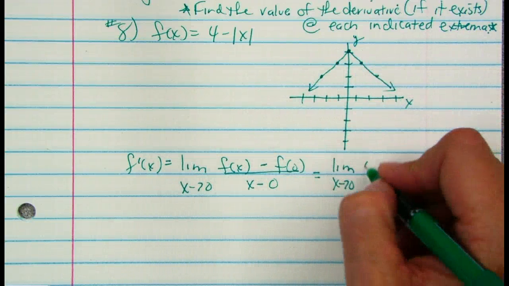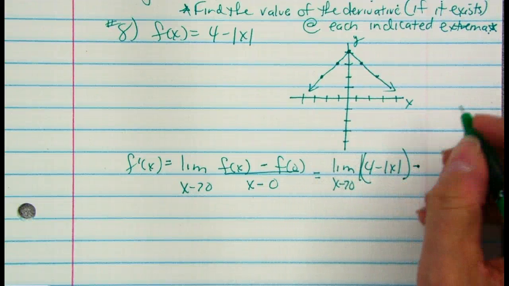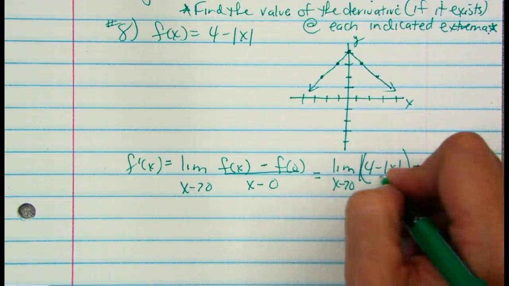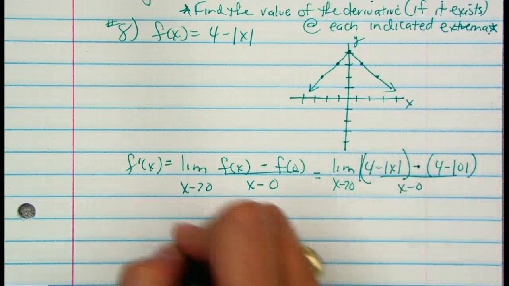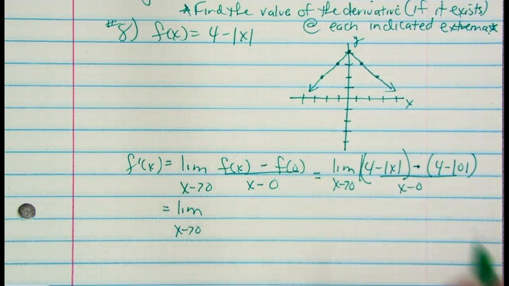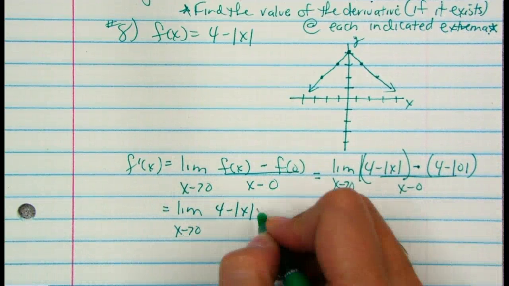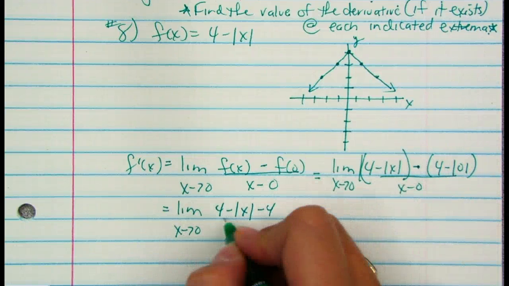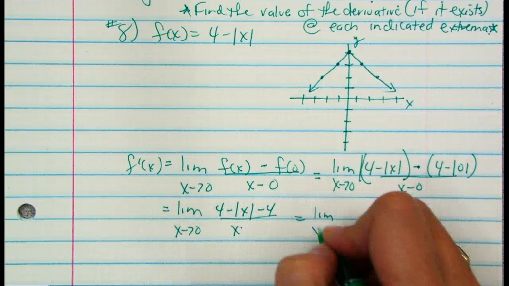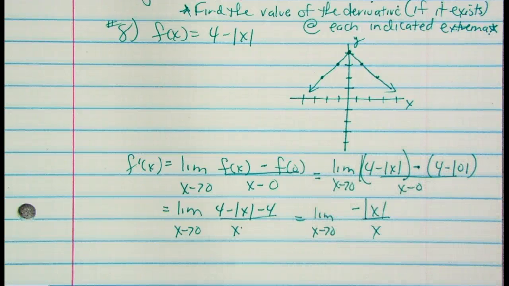So let's put in the original function minus, substitute in 0 for x, all over x minus 0. Let's clean that up. I still need the limit. I've not taken the limit yet. So what is that? That is 4 minus absolute value of x minus 4, and that's just a 0, all over x. I think I can clean that up one more time. The 4 and a negative 4 go away, so negative absolute value of x over x.